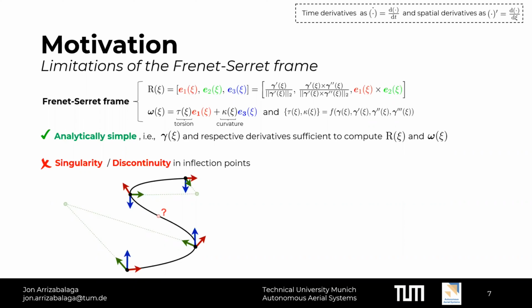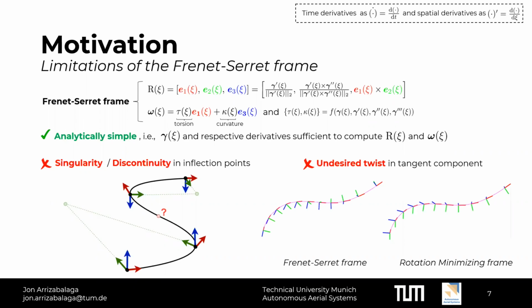The second disadvantage relates to an undesired twist that appears with respect to the tangent component of the frame. And within the motion planning scenario, this is problematic if we want to ensure a smooth representation of the environment. To understand this, we can compare the rotation minimizing frame to the Frenet-Serret frame at the bottom right part of the slide. We see that the rotation minimizing frame gets rid of this undesired twist and shows a more natural motion of the frame.